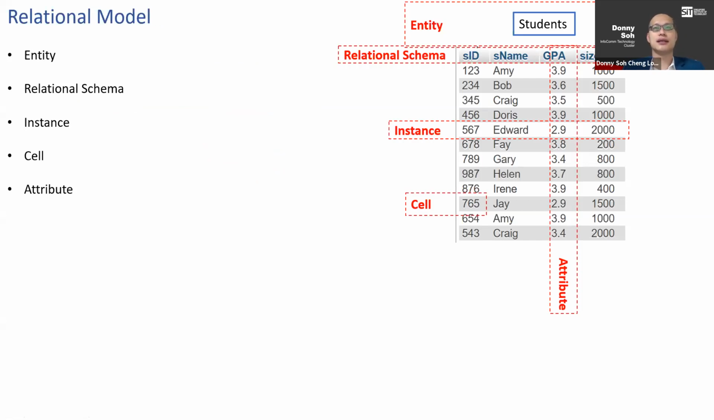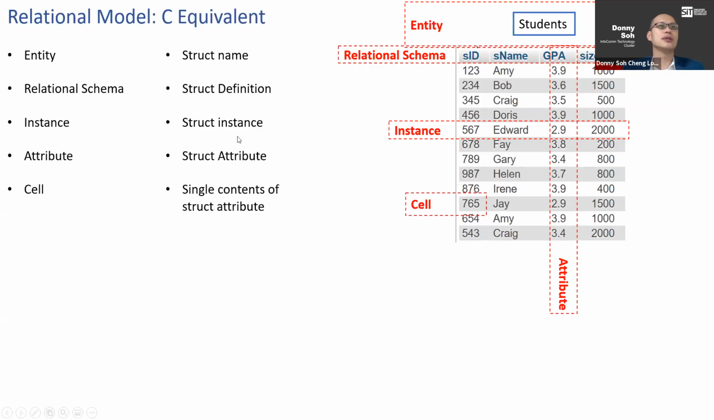And this is a summary of what I mentioned earlier. If we look at the C equivalent, an entity can be called like a struct. The relational schema can be the definition of the struct. An instance is like an instance of the struct. An attribute is one of the attributes of the struct. And a cell is a single content of the struct attribute.